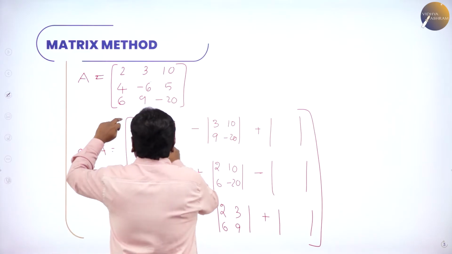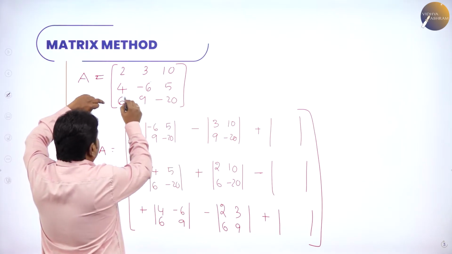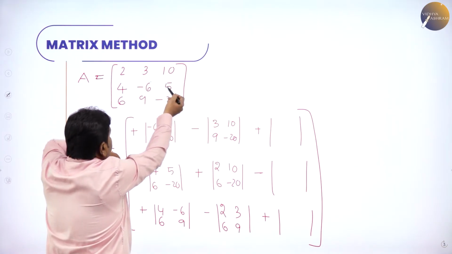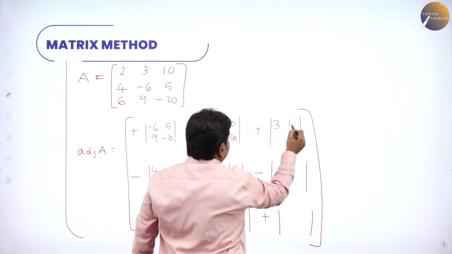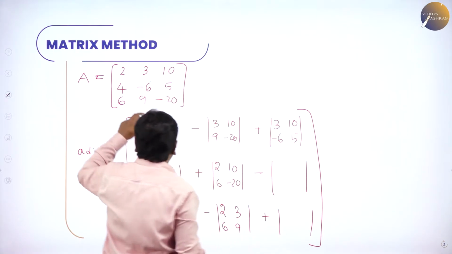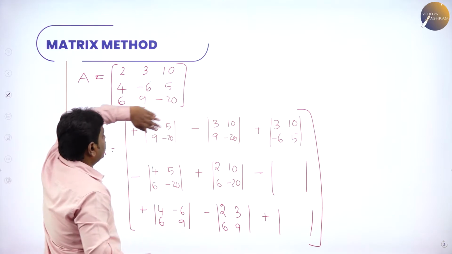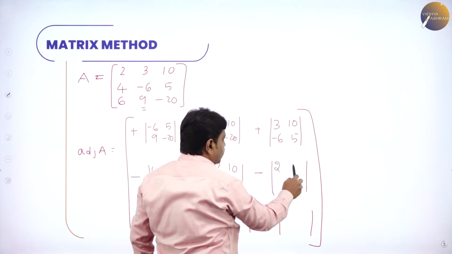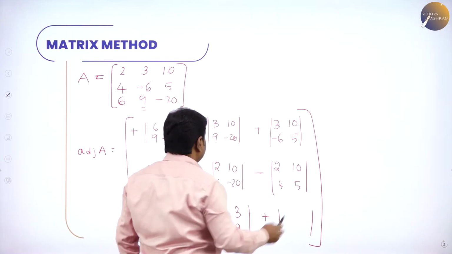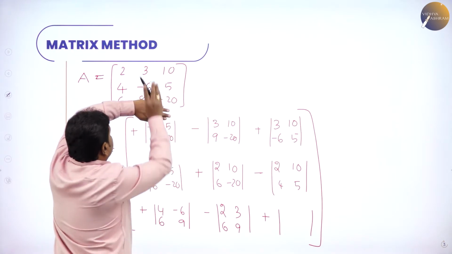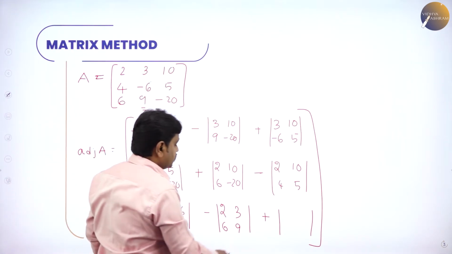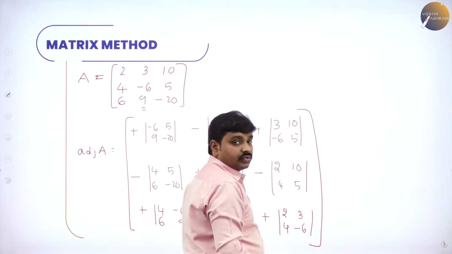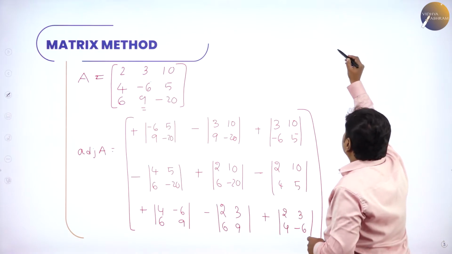So now A31 means this element. So this element 6 is present in the last row, leave the last row, it is present in first column, leave it. So 3, 10, minus 6, 5. Then A32 means this element. So leave the last row and second column, we'll get 2, 10, 4, 5. Then last row you leave it, and last column you leave it. 2, 3, 4, minus 6. So now we need to fill the values. So we'll go for adjoint.